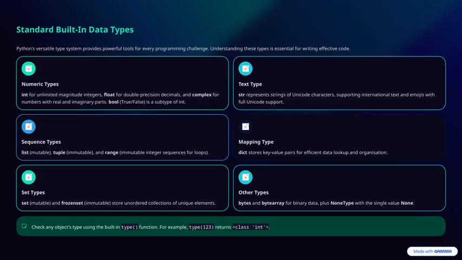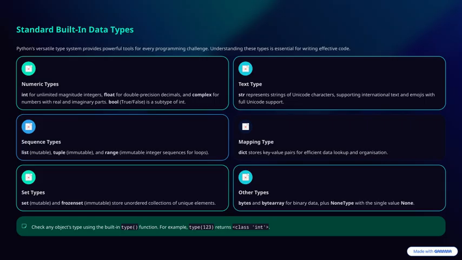There are also other types like bytes and bytearray for binary data, which are essential when working with raw data or files. And of course, NoneType, which has the single value None, representing the absence of a value. A quick tip, you can check any object's type using the built-in type function. For example, type(123) will tell you that it's an int.